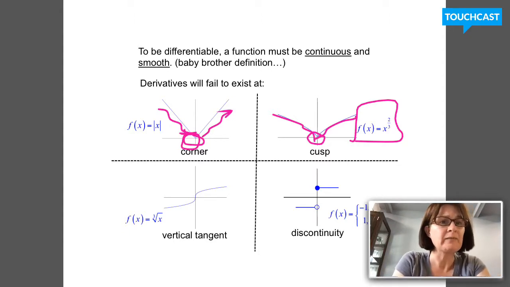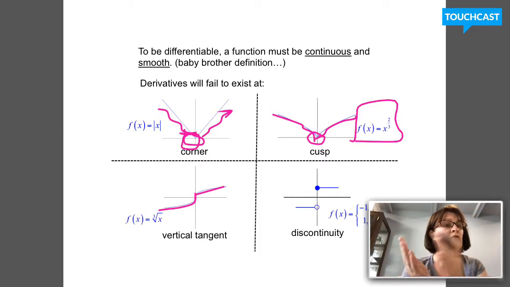A vertical tangent, so imagine this guy right about here. If I try to draw in the tangent line, it's going to be vertical. Well, derivative is slope, and the slope of a vertical line is undefined. So anywhere you have a tangent line that would have been vertical, we say that the slope is undefined, so the derivative is undefined. So those are 3 of the 4 cases where we won't be able to find the derivative.